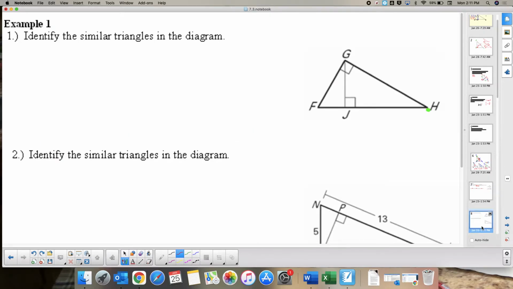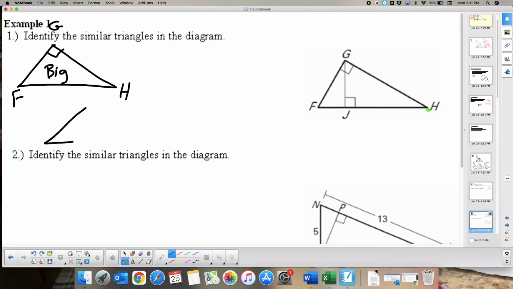So let's take a look at our top one here. First thing you should do, I'm going to draw 3 triangles that all look like our big triangle here. So our big triangle had the right angle up at the top. It was F, it was G, and it was H. I'm going to draw 2 others that look just like it.